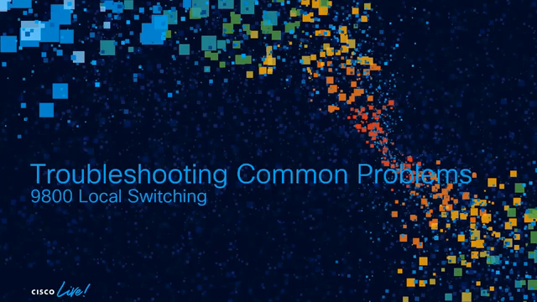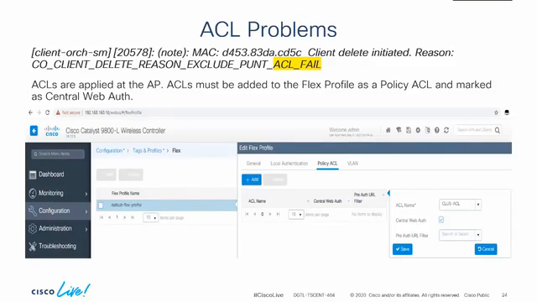Okay, so we're done with all the generic problems. We're going to move on to some issues that are specific to a locally switched environment. The main problem that we see with CWA and locally switched networks are issues with the ACL.